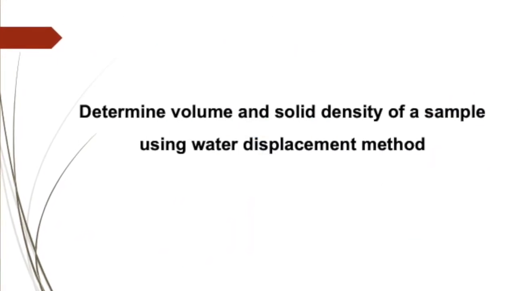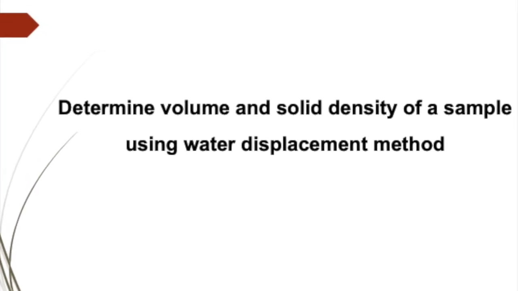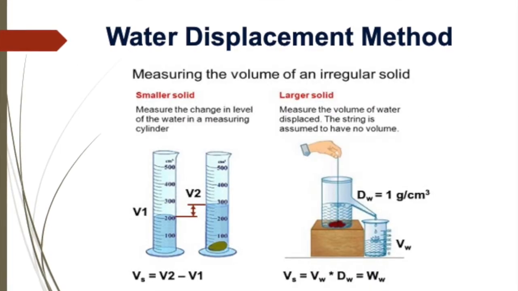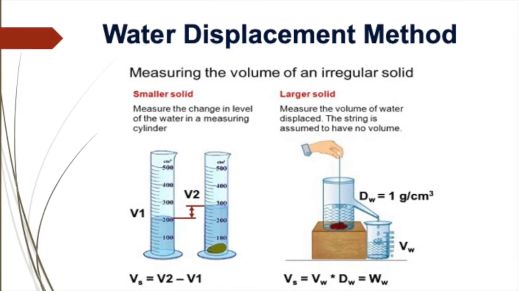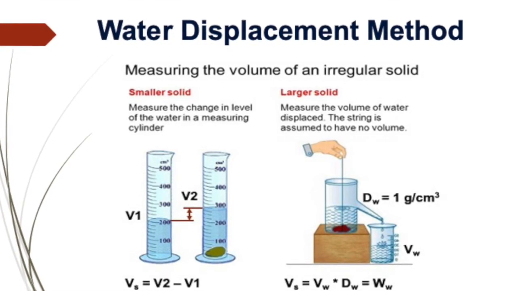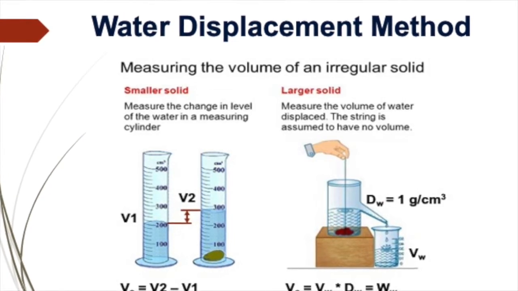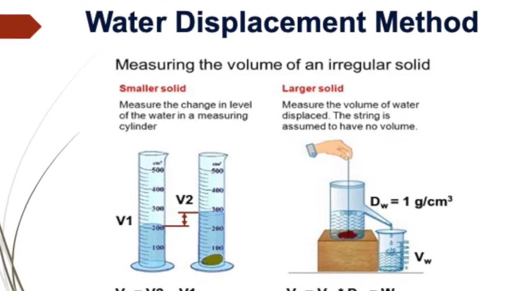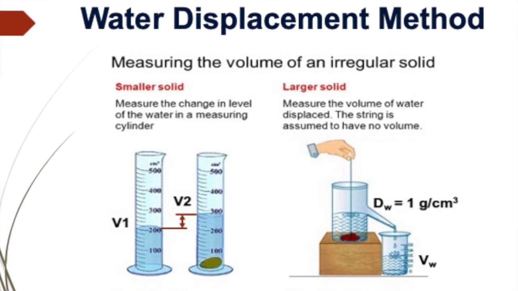The second method is to determine volume and solid density of sample using water replacement method. When an object is completely immersed in water, the change in water volume equals the volume of the object. Different devices can be used to determine the volume of different size objects. Let's watch a video to learn how to determine the volume and solid density of a soybean kernel using an analytical balance with density determination kits.